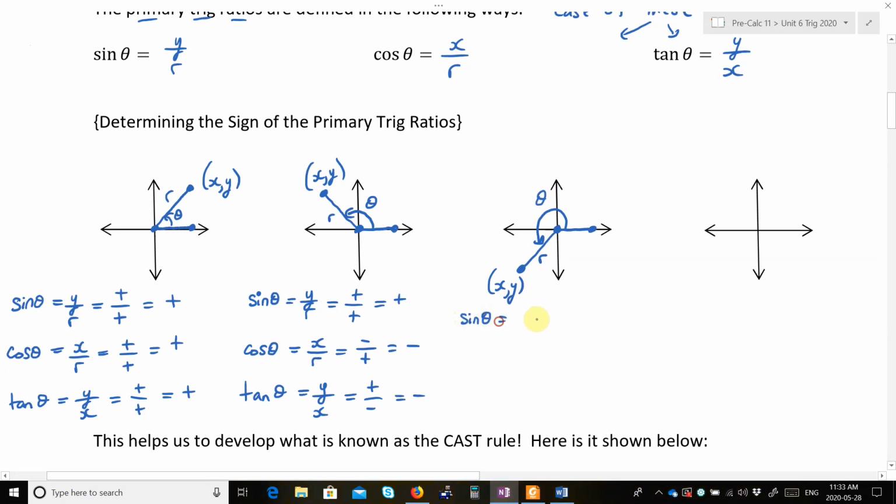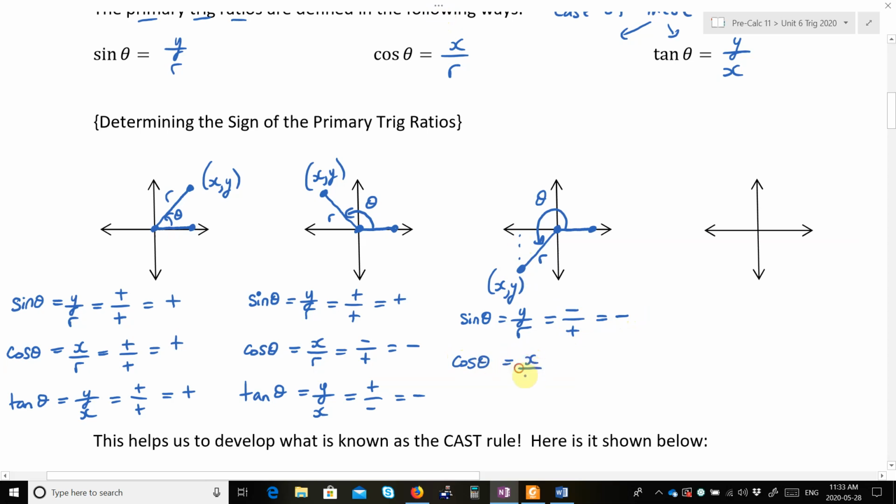And again, sine theta is y over r. And look at the y-coordinate this time. It is down below, right? So the y is negative, r is always positive, and so negative divided by positive would give us a negative result.